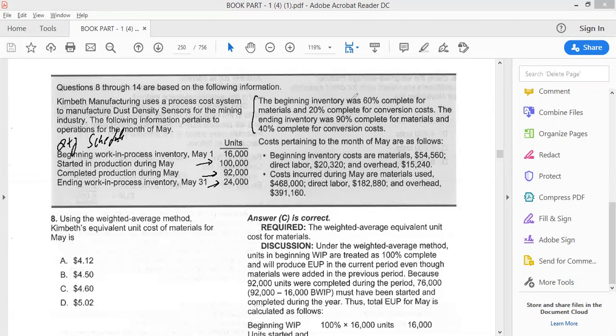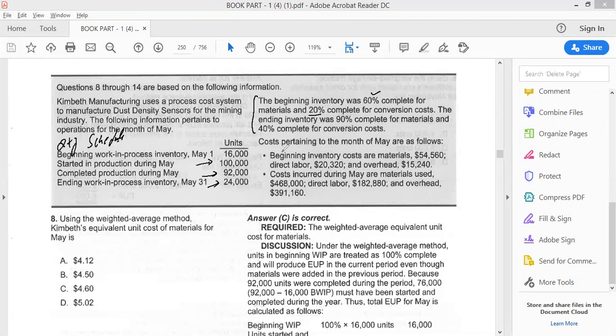The beginning inventory was 60% complete for materials and 20% complete for conversion cost. So this is the breakup given for the beginning inventory. The ending inventory was 90% complete for materials and 40% complete for conversion cost. So this is the breakup given for the ending inventory of work in process.